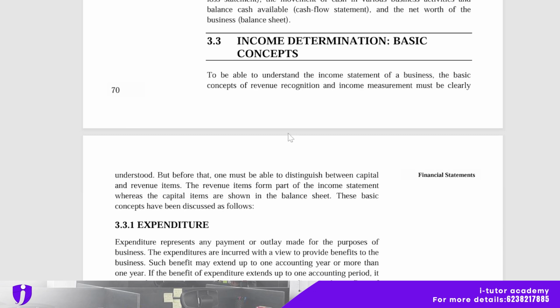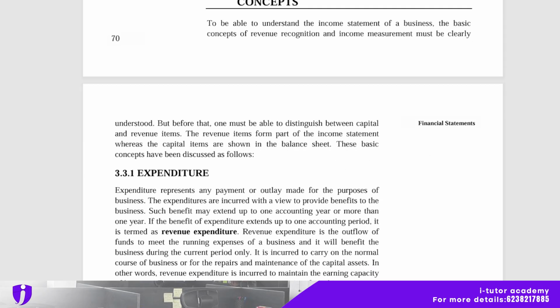To be able to understand the income statement of a business, the basic concept of revenue recognition and income measurement must be clearly understood. But before that, one must be able to distinguish between capital and revenue items. The revenue items form part of the income statement, whereas the capital items are shown in the balance sheet. These basic concepts have been discussed as below.